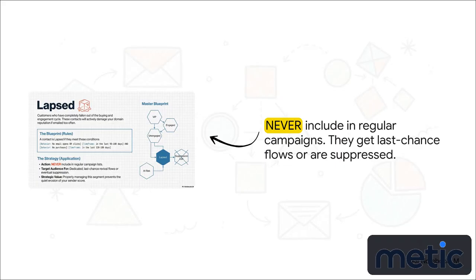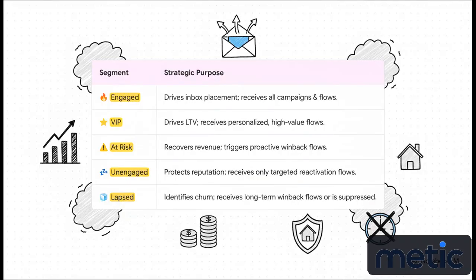The timelines here are pretty long. No opens for 3 to 6 months, and no purchases for 4 to 6 months. The action to take then is crystal clear. They must never, ever be included in your regular campaigns. The real value here is all about prevention, preventing that quiet, slow death of your sender score by managing this group properly.